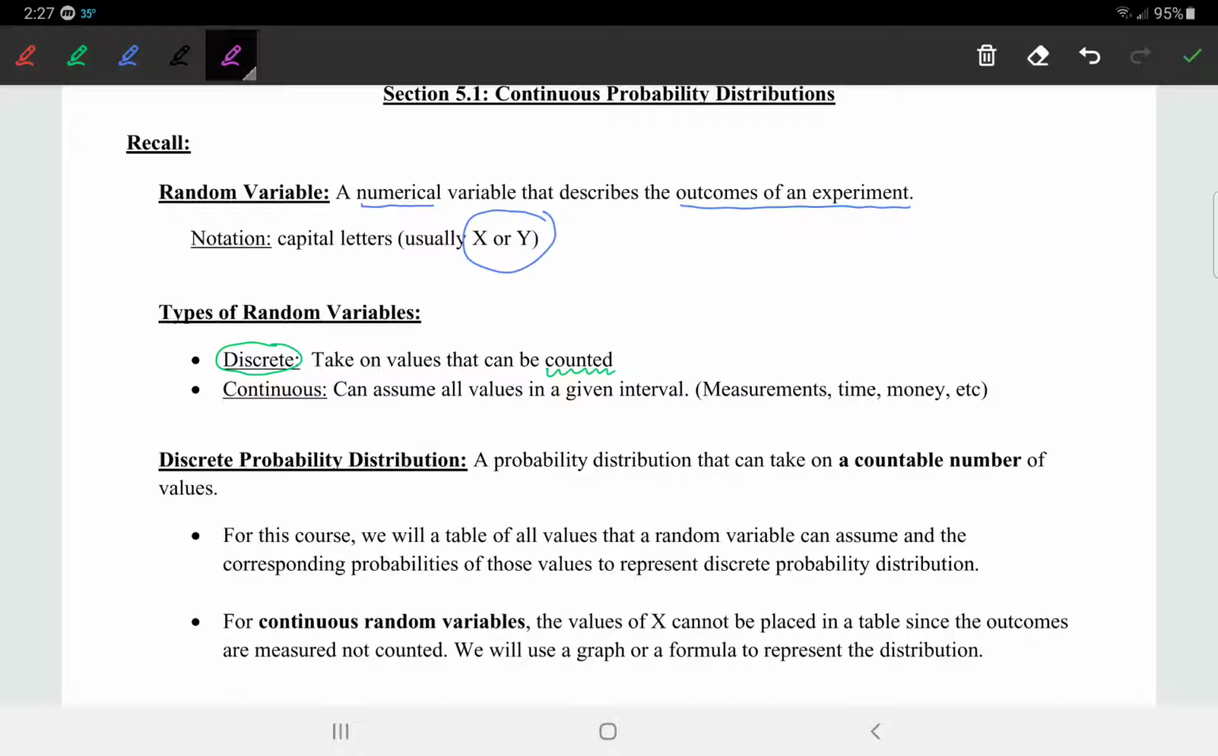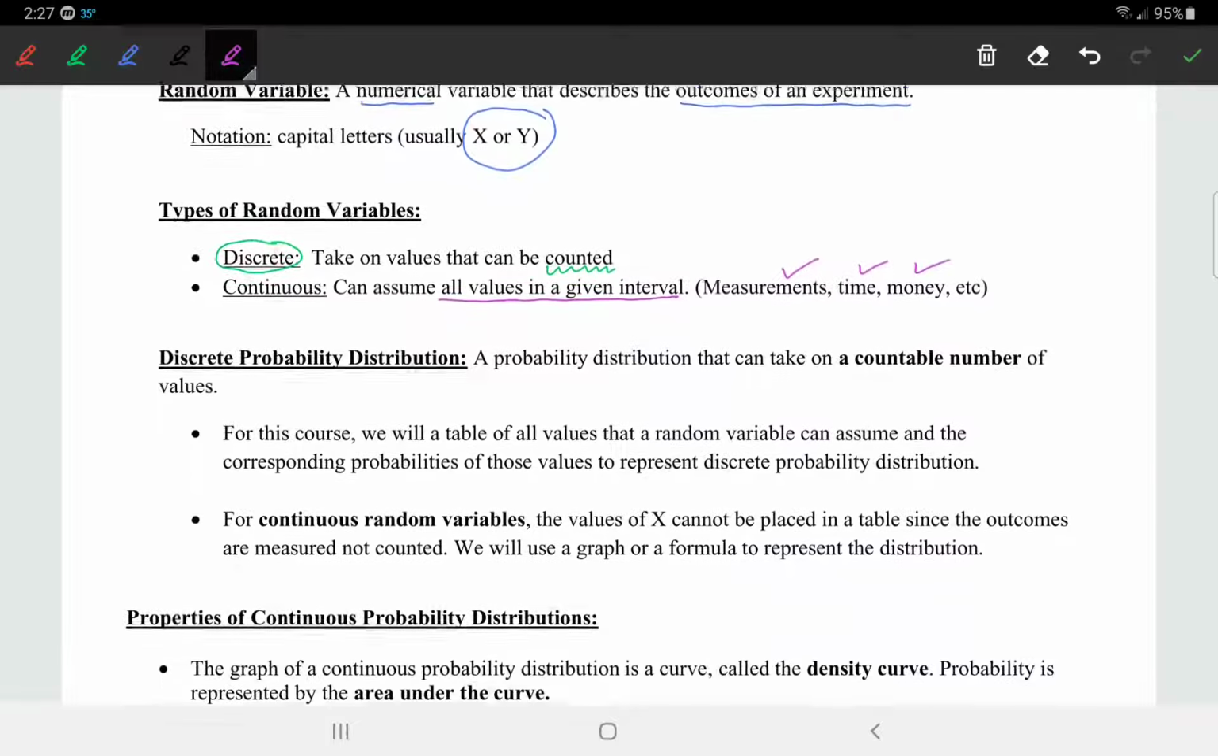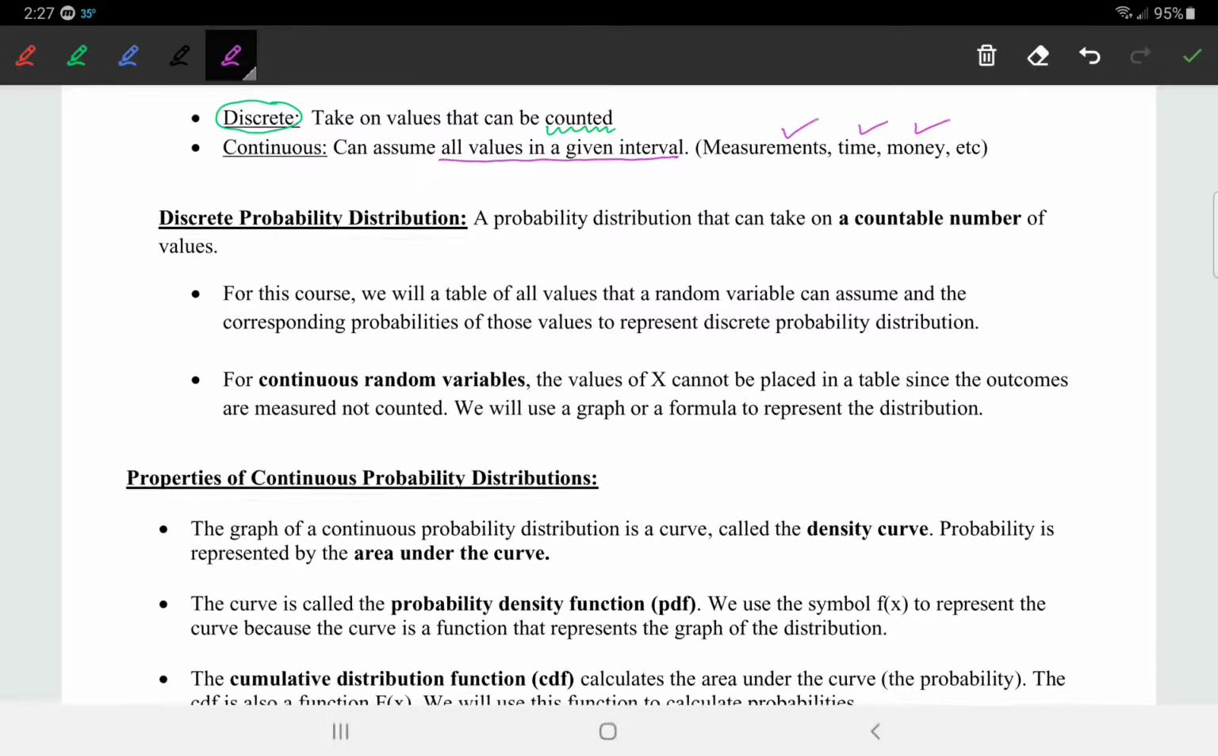Now we're going to talk about continuous random variables. These can assume all values in a given interval. Right? So this is where we talked measurements, time, money, etc. before. Recall in the discrete probability distribution, it was the distribution that can take on a countable number of values. And for this course, we used a table of all values that the random variable can assume. Okay? And so we put those in the left-hand column, and then the corresponding probabilities of those values in the right-hand column.